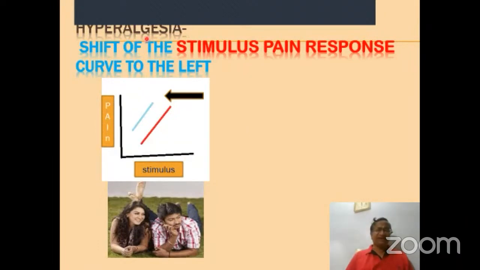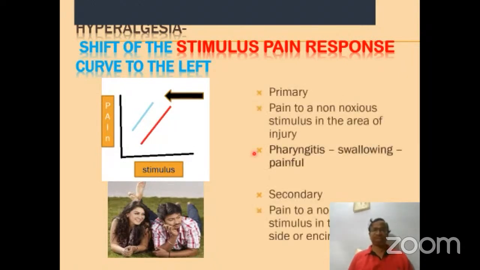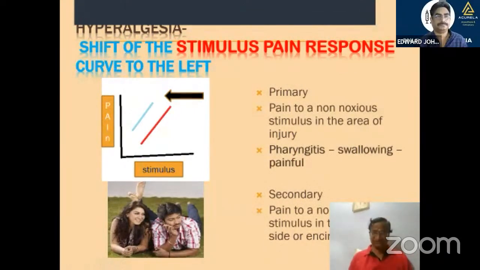So what is hyperalgesia? Now you have a stimulus. This is the normal pain response. If the pain response is more, then it is called hyperalgesia. So the curve shifts to the left. Allodynia is pain to a non-noxious stimulus at the site of injury. Sometimes in pharyngitis, swallowing is painful. That is called allodynia, a non-noxious stimulus.